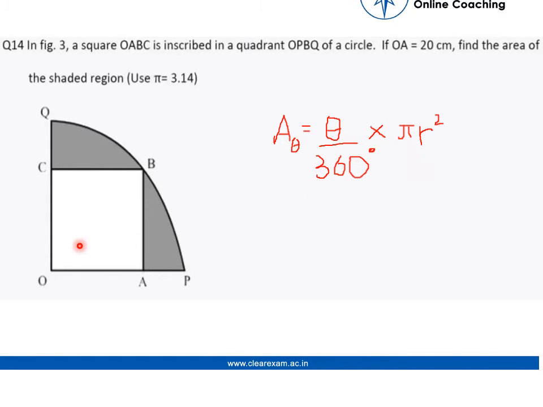Now, in order to get the radius, which is OB, we can use Pythagoras theorem in triangle OAB to get OB, and then subtract the area of the square from the quadrant in order to get the shaded region. Now let's see what the solution says.